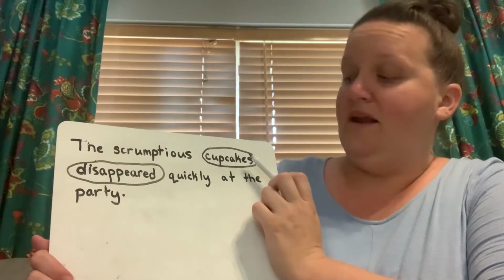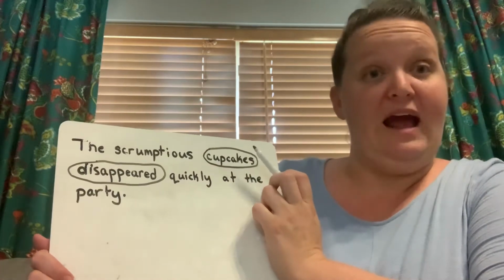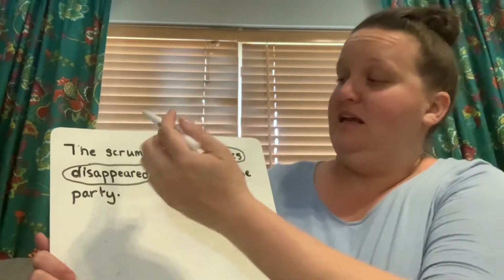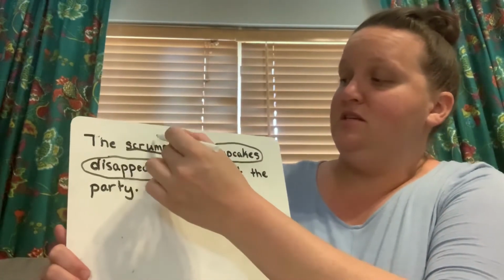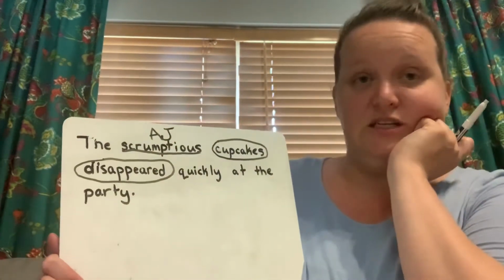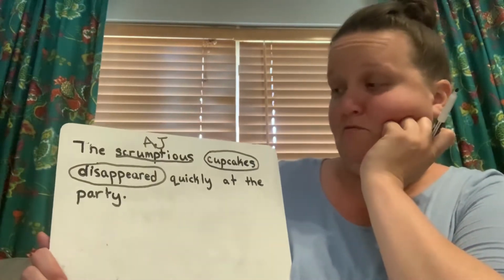So what is the word that is describing cupcakes? That will be an adjective. Adjectives describe nouns. It is the scrumptious cupcakes. Scrumptious is our adjective. Okay, adjectives describe nouns and adverbs describe verbs.